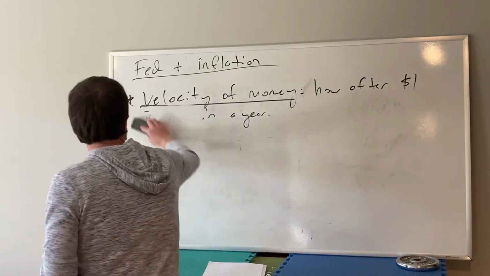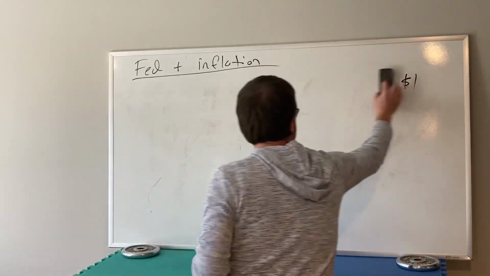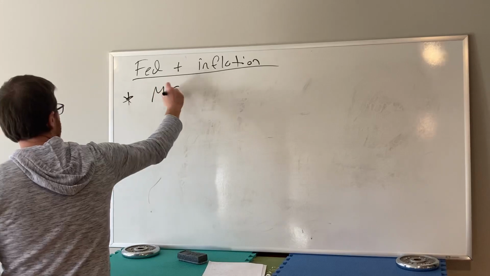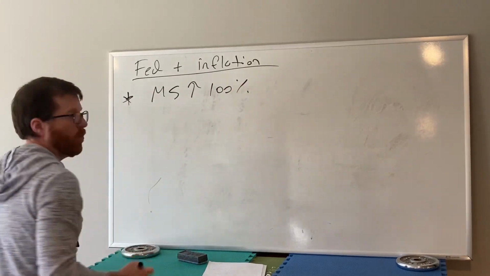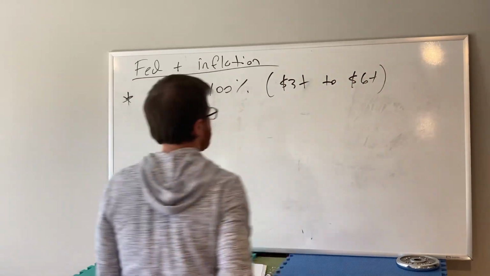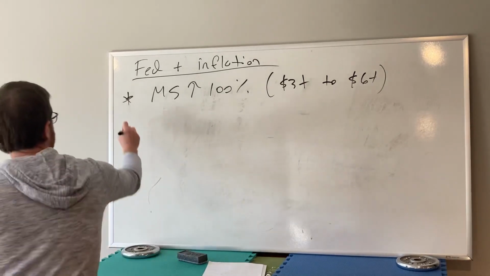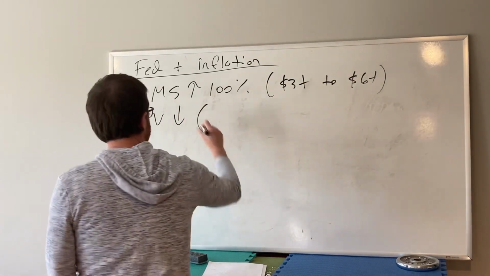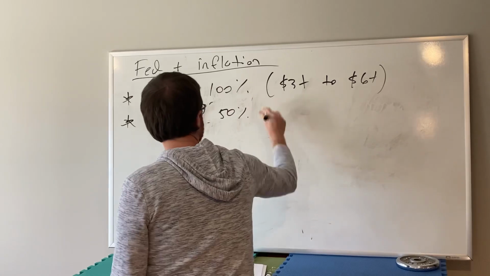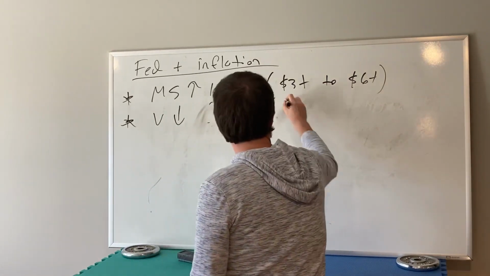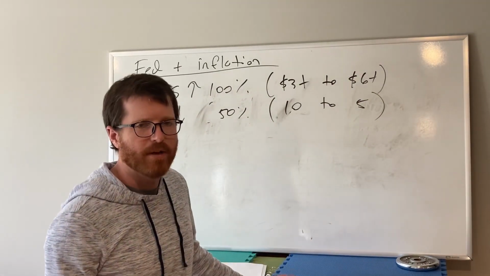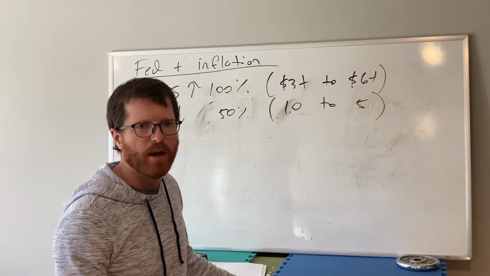There are other factors, in fact, but the velocity of money and the money supply are the two key factors. So as a thought experiment, imagine this. Imagine the money supply goes up 100%, maybe from 3 trillion to 6 trillion. At the same time, let's imagine that the velocity goes down by 50%, maybe from 10 to 5. What do you think the effects on the economy would be? How would you expect that to affect prices?